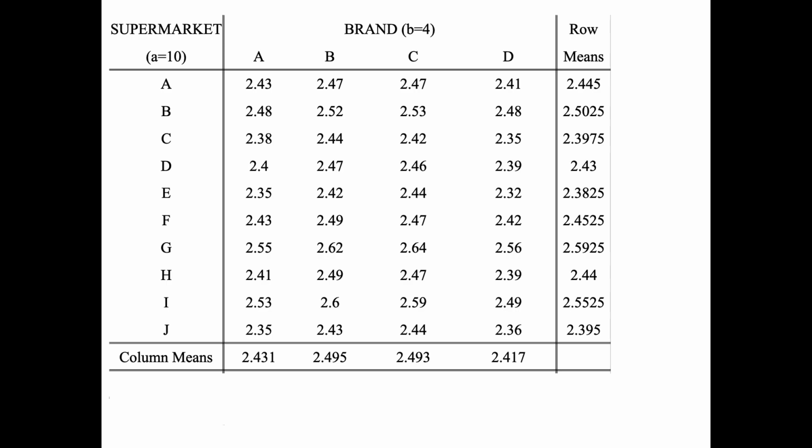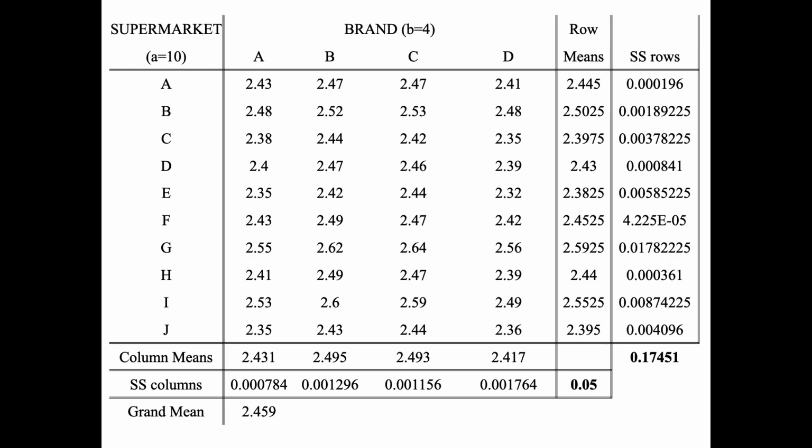Once you have column and row means, you can calculate what the sums of squares are due to brand, and you can calculate what the sums of squares are due to supermarket by simply taking the row mean minus the grand mean squared. Row mean minus grand mean squared. Where's the grand mean? There's the grand mean. So the grand mean here is 2.459. If you take column mean 2.431 minus 2.459 and square that, this is what you'll get. 2.459 minus 2.495, square it, this is what you'll get. So the sums of squares columns is relatively small because each of these is relatively close to the grand mean.